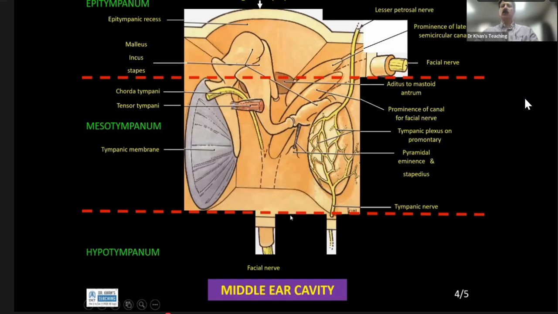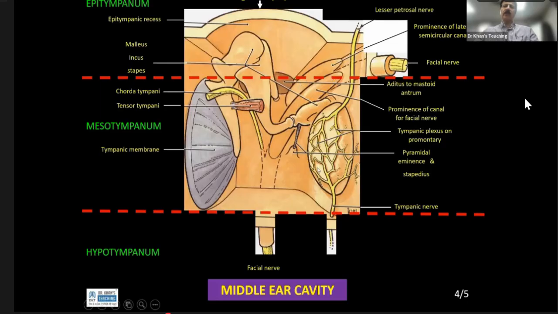So don't worry about it. Just remember that below the hypotympanum will be the jugular foramen. Now, this is mesotympanum, epitympanum, and hypotympanum, which is not important. Now, this is the facial nerve canal. Now, this is passing backwards, and this is the lateral semicircular canal.